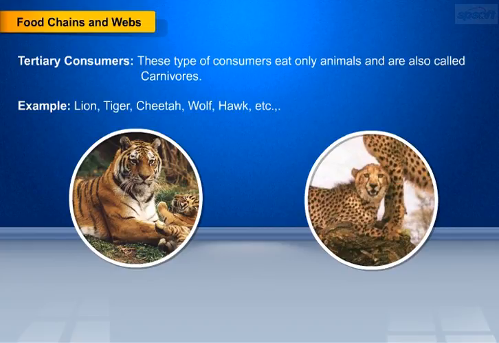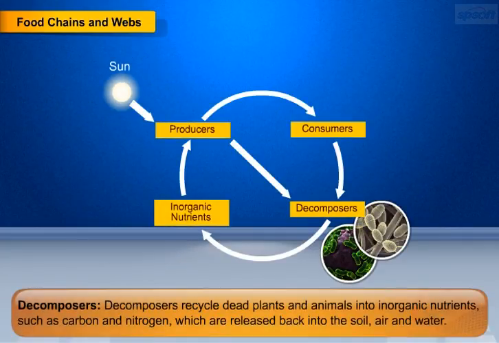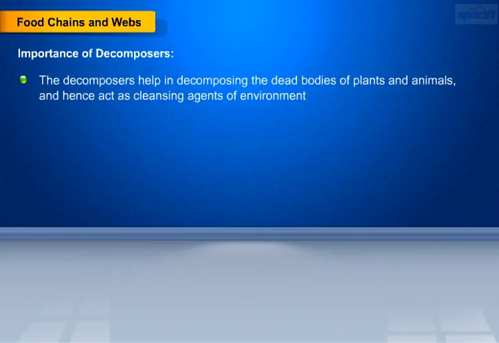Now, let us move on to the third part of food chain, that is decomposers. Decomposers recycle dead plants and animals into inorganic nutrients, such as carbon and nitrogen, which are released back into the soil, air and water. Examples are fungi, bacteria, etc. Let us discuss in short the importance of decomposers. The decomposers help in decomposing the dead bodies of plants and animals, and hence act as cleansing agents of the environment.